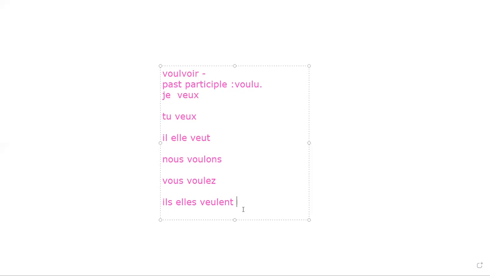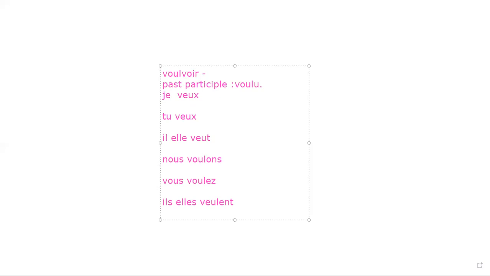Je peux, tu peux. Tell me the pouvoir verb, please. Manpreet, what is the pouvoir verb? Pouvoir. It's to be able, to can: je peux, tu peux, il, elle peut, nous pouvons, vous pouvez, il, elle peut. And the past participle is pu. Very good.